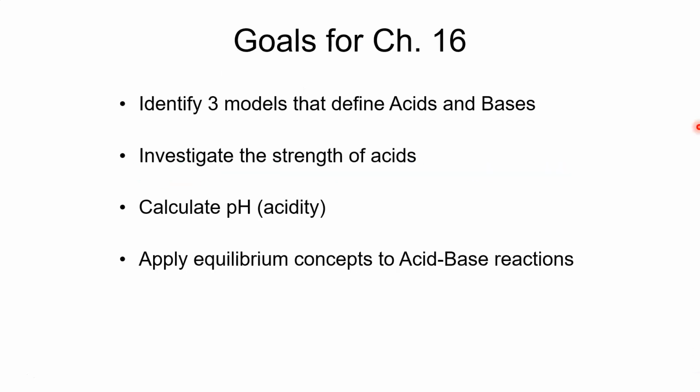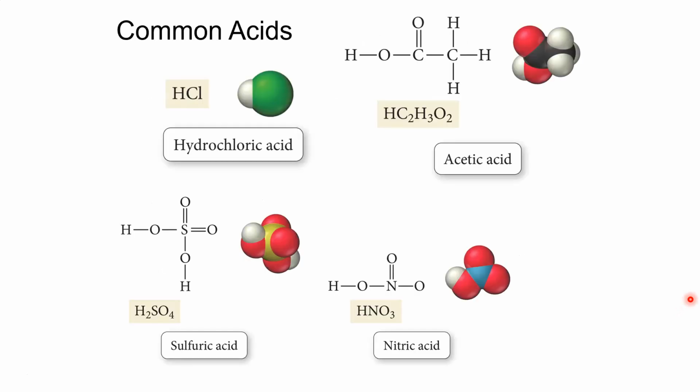So by the end of chapter 16, you should be able to identify and define the three models of acids and bases. You will be able to discuss the relative strengths of different acids, including the difference between a strong and a weak acid. You will be able to calculate pH, which is a relative measure of acidity, and you will be able to apply the equilibrium concepts from the last chapter to acid-base reactions.